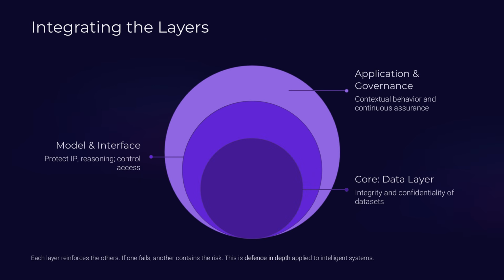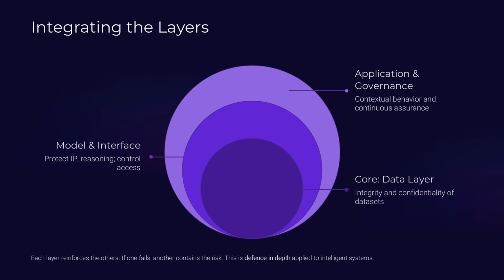The power of a reference model lies in integration. Data layer security protects integrity and confidentiality. Model layer security protects intellectual property and reasoning integrity. Interface layer security enforces access control and boundary protection. Application layer controls manage context, behavior, and decision influence. Governance and monitoring provide continuous assurance.